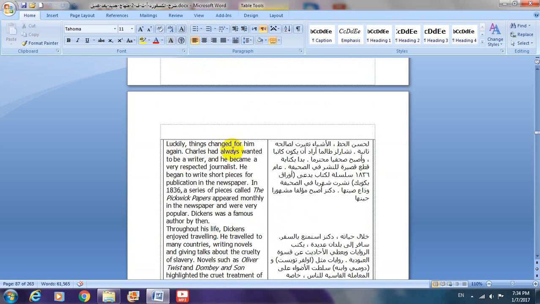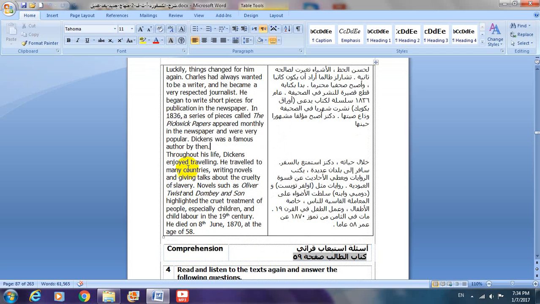Luckily, things changed for him again. Charles had always wanted to be a writer, and he became a very respected journalist. He began to write short pieces for publication in the newspaper. In 1836, a series of pieces called The Pickwick Papers appeared monthly in the newspaper and were very popular. Dickens was a famous author by then.